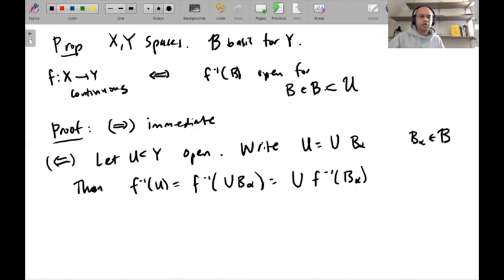Okay, and then this is a union of open sets. These sets are open by the assumption on the right-hand side here. And so the union is also open. And that's it.